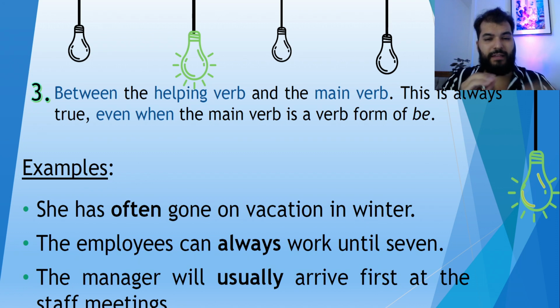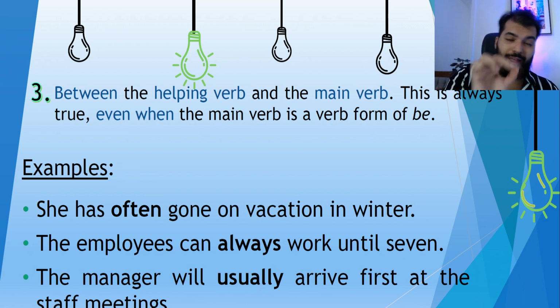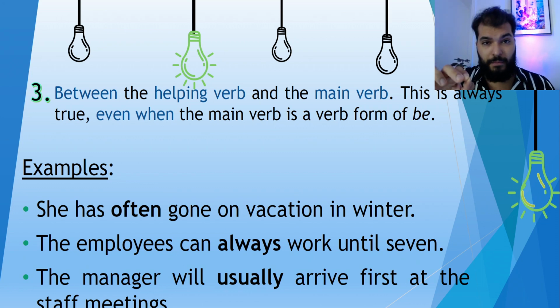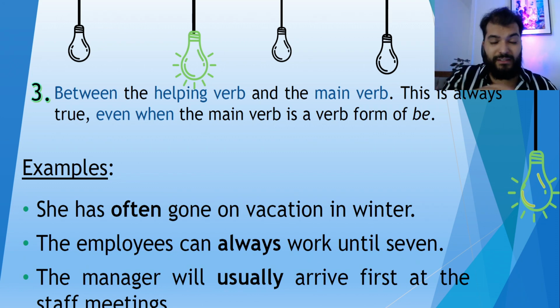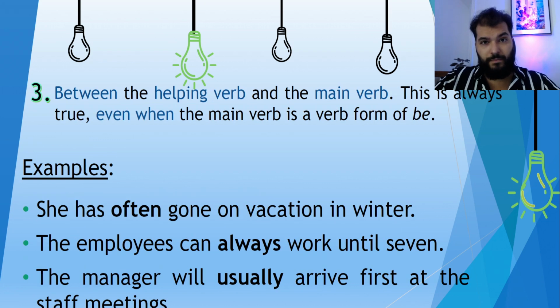Listen, when you have a sentence with a helping verb, the adverb of indefinite frequency must be placed between the helping verb and the main verb. Even though the main verb is the be verb. In this case, when you have a main verb that is a be verb, because we have a helping verb in the sentence, you forget about rule number 2, okay? When you have a helping verb, the adverb is always placed between the helping verb and the main verb.